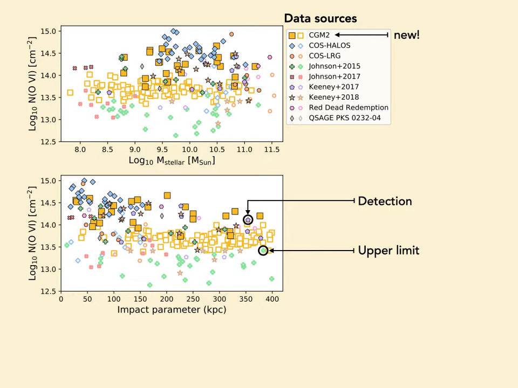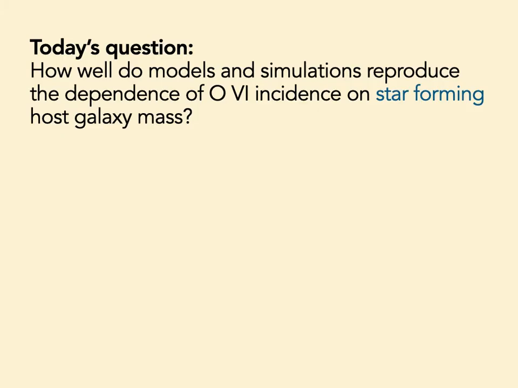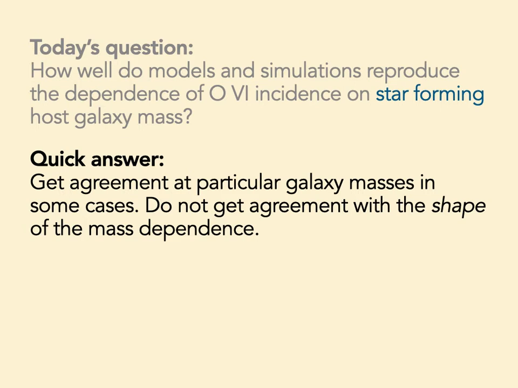Our study addresses several questions about galaxies and O6. The one I will address in this talk is, how well do models of the CGM reproduce the dependence of O6 incidence on the mass of star-forming host galaxies? We find that at best, model predictions only agree with the measurements over limited mass ranges. They do not agree with the shape of the mass dependence.